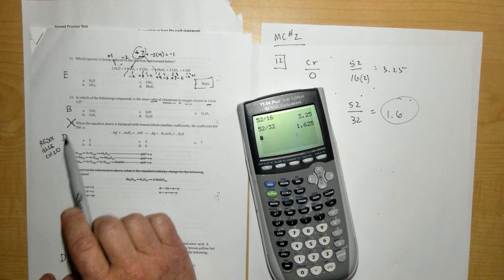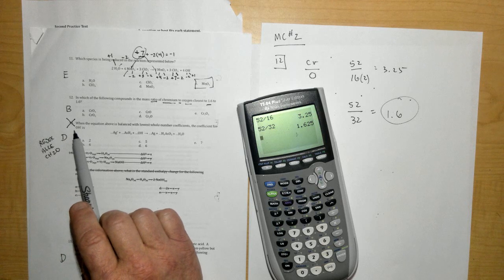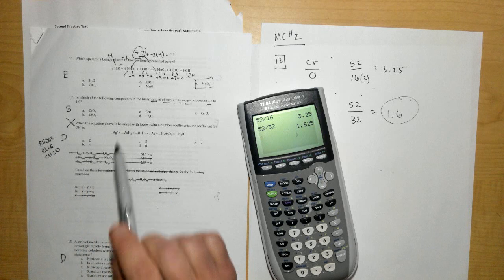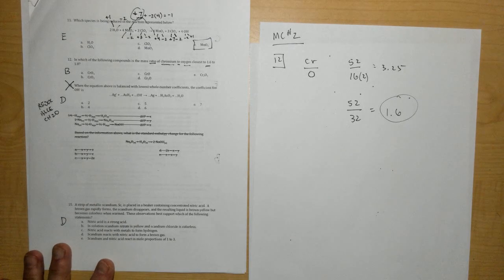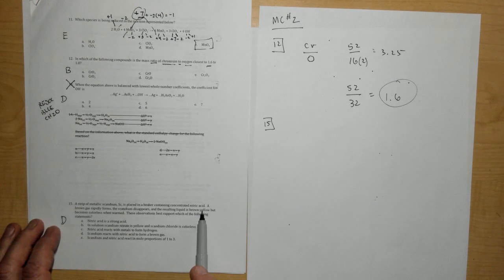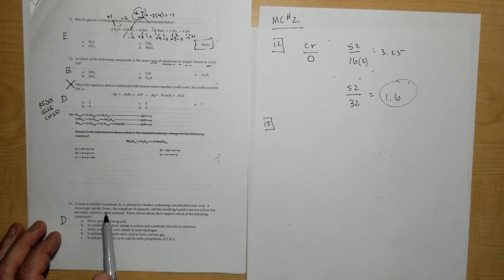Okay, the next one is actually non-answerable by AP1 students until you get to chapter 20 next year, so you can skip that. The next one is number 15, and this one says, a strip of metallic scandium is placed in a beaker containing concentrated nitric acid. A brown gas rapidly forms, the scandium disappears, and the resulting liquid is brown-yellow, but then becomes colorless when warm. Which observations best support the following statements?